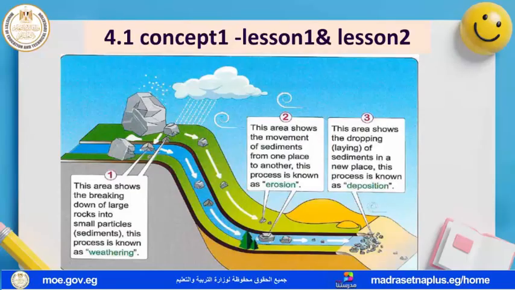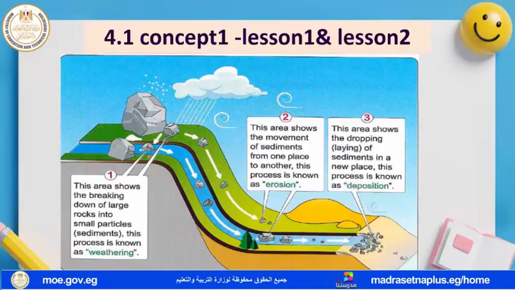Number two, these small rocks are broken down by wind, water, and temperature. When water or wind forces and transports these small particles from one place to another, what happens? Erosion happens. So in rectangle number 2, this area shows the movement of sediments from one place to another. This process is known as erosion.